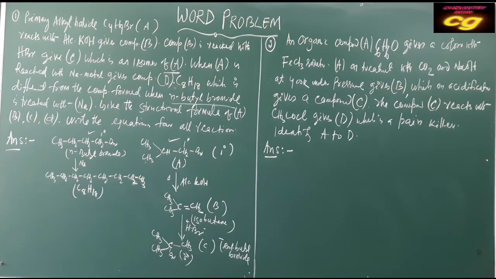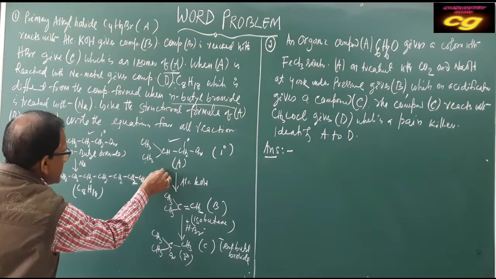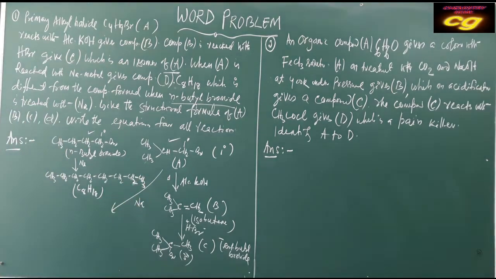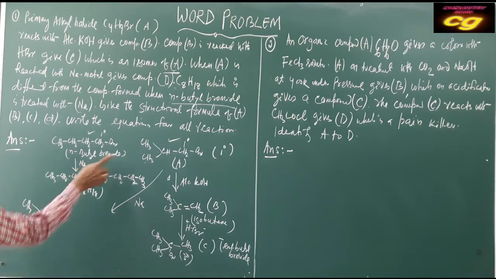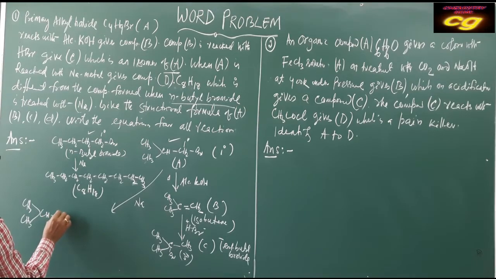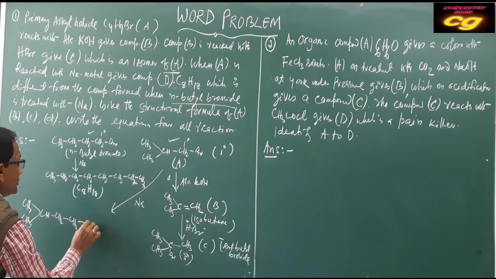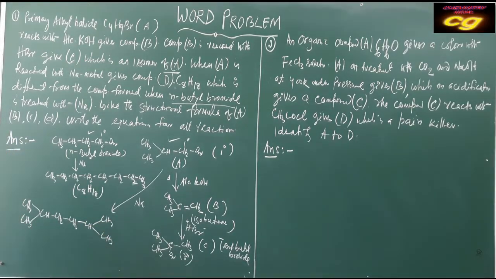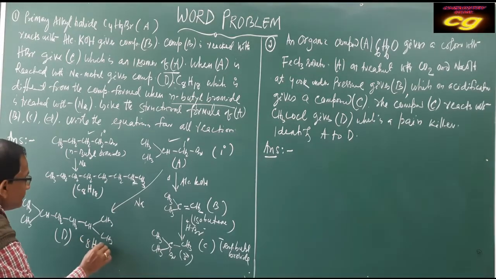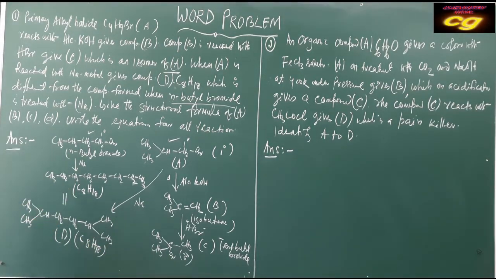Then when A is reacted with sodium metal it gives compound D. When A is treated with sodium metal, it is a Wurtz reaction. What is the product? The product will be CH3, CH, then CH2, then another molecule will join, CH2, CH, then CH3, CH. This is D. And this D is an isomer of the product obtained when N-butyl bromide reacts with sodium metal, and this formula is also C8H18. You see, these two have the same molecular formula but different structures. So D and the product from the reaction of N-butyl bromide with sodium metal are both isomers.